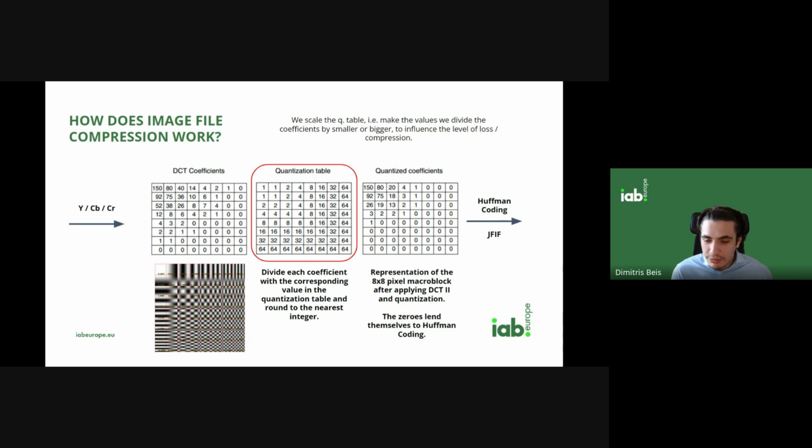So we turn the image effectively into a big array of all of these coefficients, and that is when the compression begins. We apply a quantization table. What this effectively means is that we divide everything in this original table by this table, and that's how we get the quantized coefficients. And by the way, this is where we have loss in lossy compression, because after we divide, we round to the nearest integer.